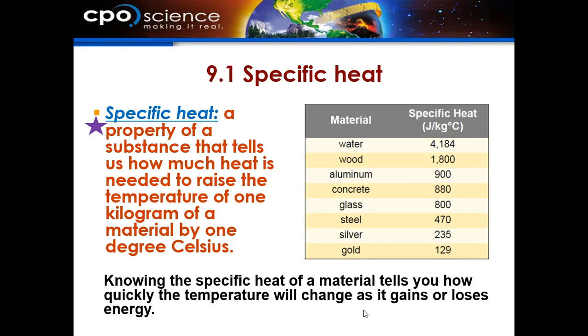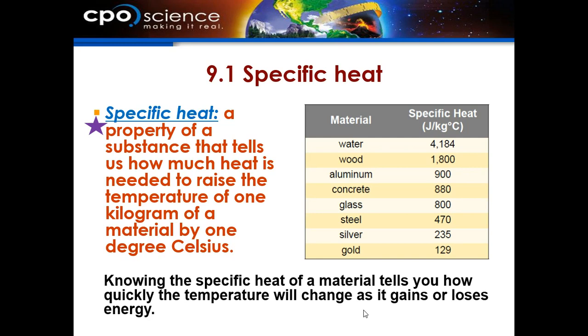Specific heat is a property of a substance that tells us how much heat is needed in order for that substance to heat up. Water has a very high specific heat. It takes a lot of energy to heat up water. Just a simple question: if you were to put an empty pan on a stove, and then a pan with water on the stove, which one is going to heat up faster? Well, the empty pan will. That water has a high specific heat.